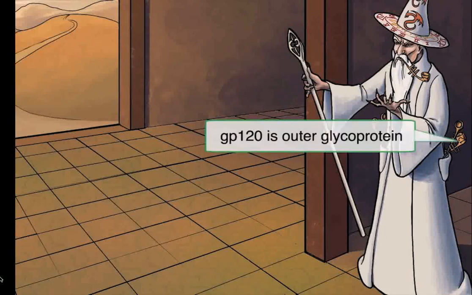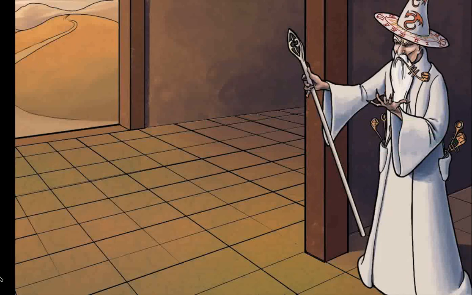GP120 is the outer glycoprotein that will eventually come into contact with the host receptors. So we've made the 120 portion of the pipe, the bowl, the part that's sticking out away from the wizard. Remember, reading 420 from left to right, you'll remember that 41 was a part in his mouth, and 120 was the part that was away from him.